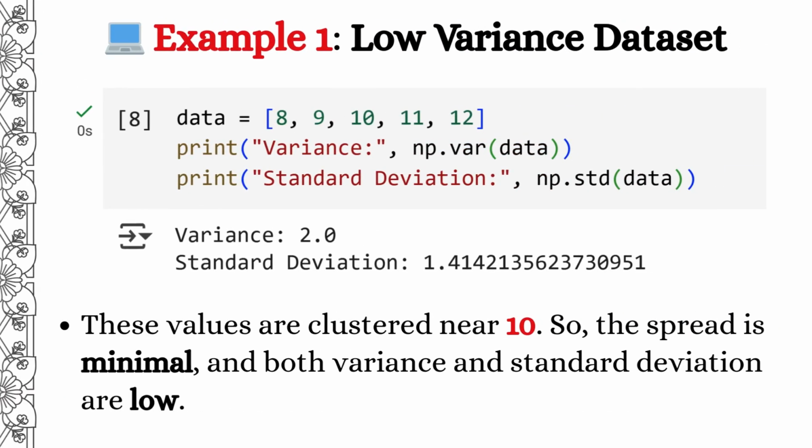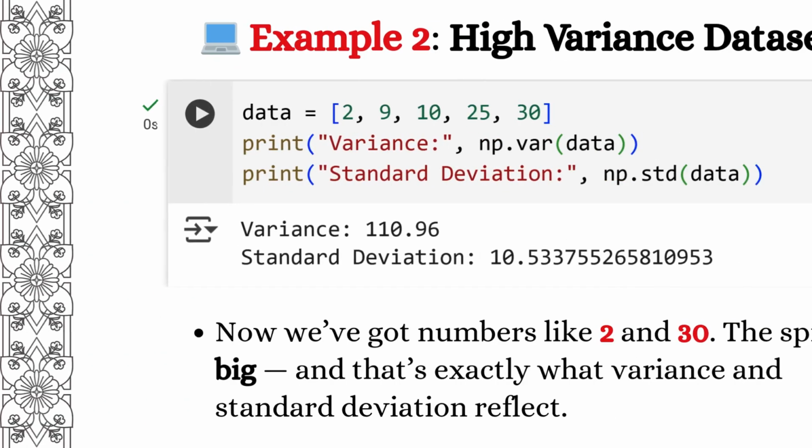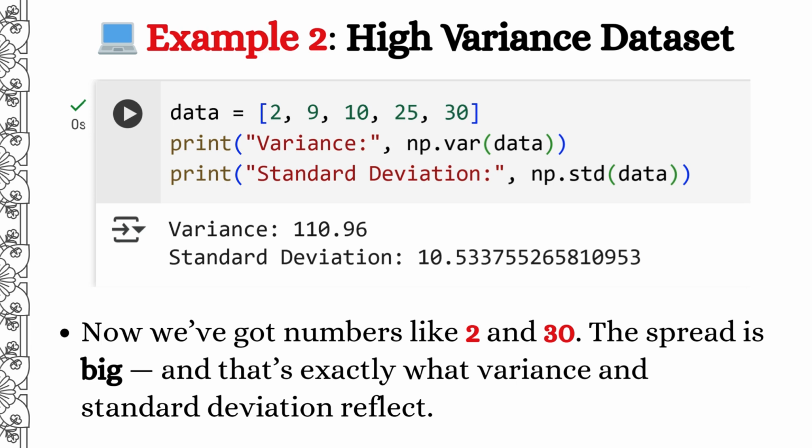Example 1. Low variance dataset. These values are clustered near 10. So, the spread is minimal, and both variance and standard deviation are low. Example 2. High variance dataset. Now we've got numbers like 2 and 30. The spread is big, and that's exactly what variance and standard deviation reflect.